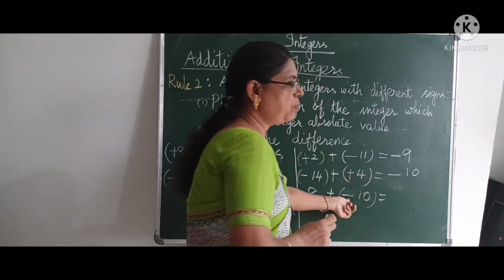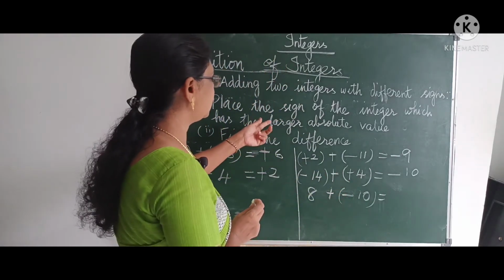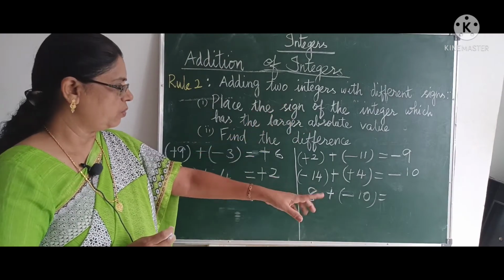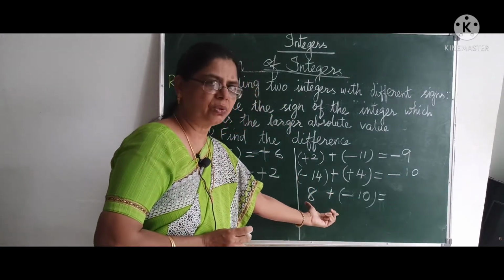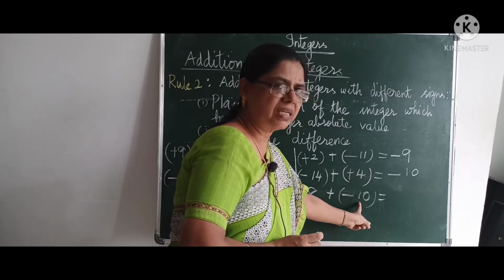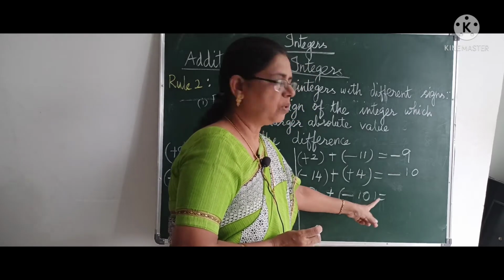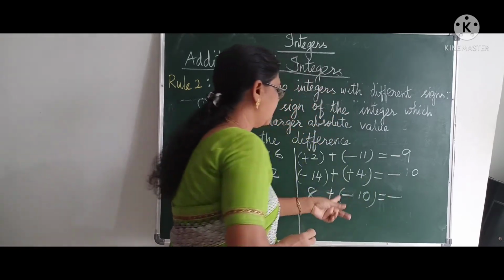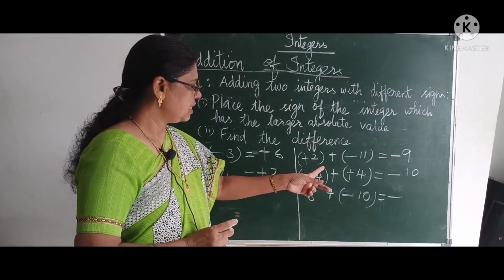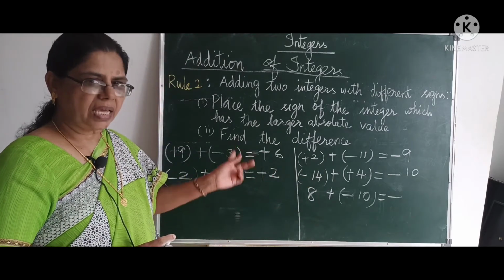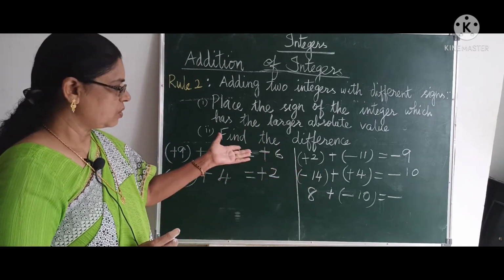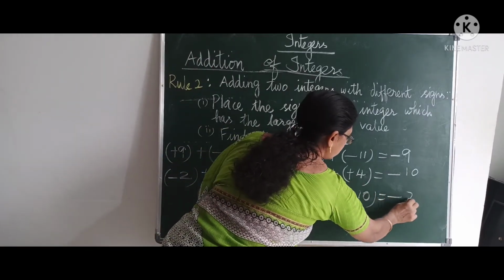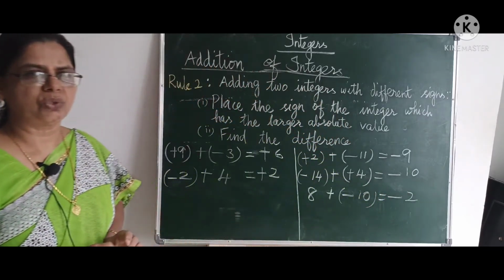So you have to put the sign of the greater number, the number which has the greater absolute value. Here which number has greater absolute value? Minus 10 has greater absolute value. So this number has minus sign. So put minus sign and then find out the difference between 10 and 8 or 8 and 10. The difference is 2. So your final answer is minus 2.